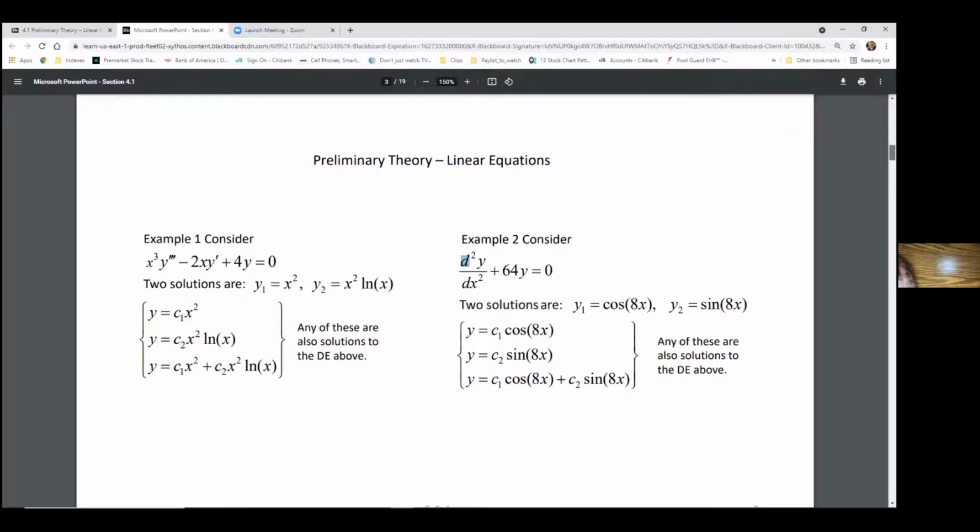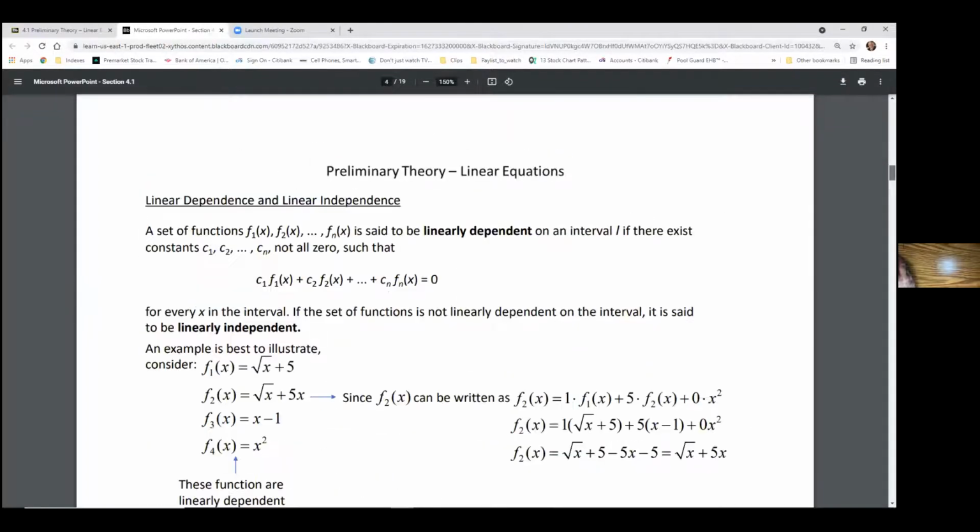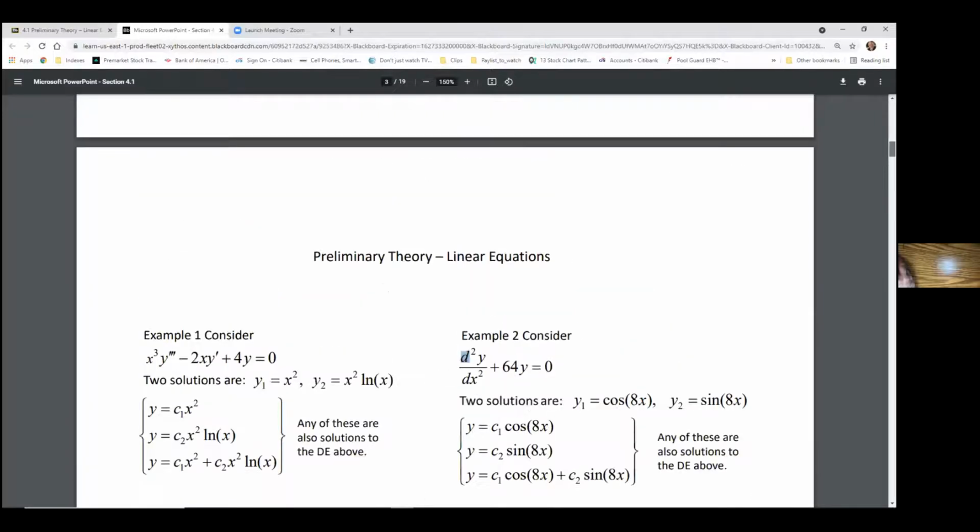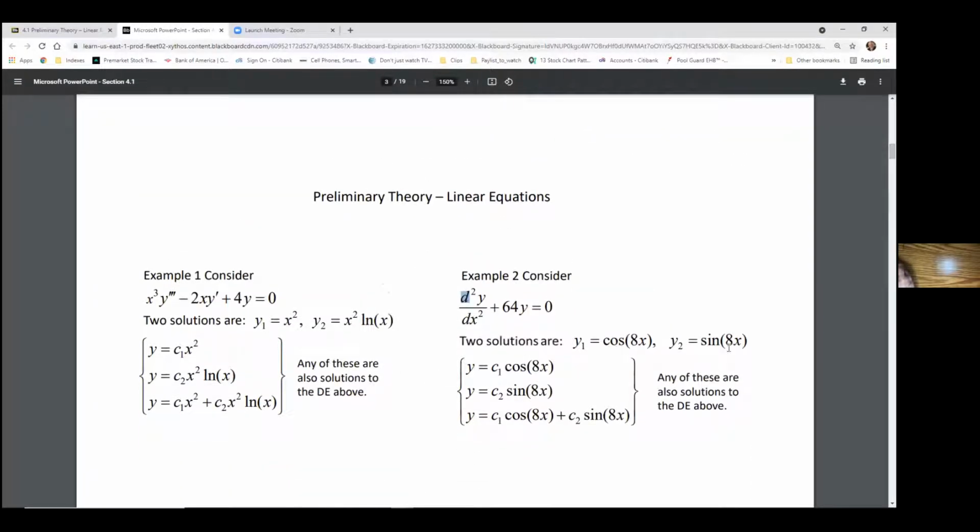Okay. Now, the important thing, though, let me just go here for a minute, is that these solutions are linear independent. In other words, there's no way I could make the sine a cosine. I mean, a sine is the shift of a cosine, but I can't multiply by a constant from cosine to get sine. So cosine and sine are linear independent. And these functions here are linear independent. In other words, I can't get x squared natural log of x by multiplying x squared by a constant.